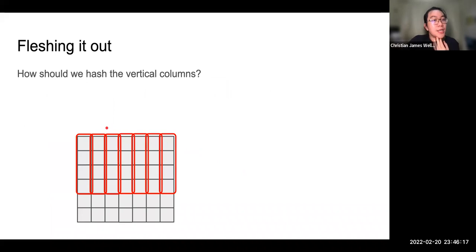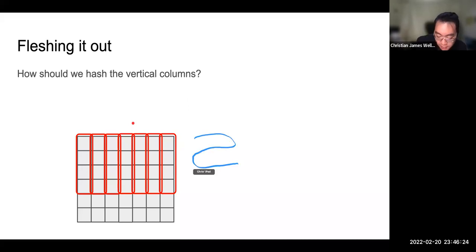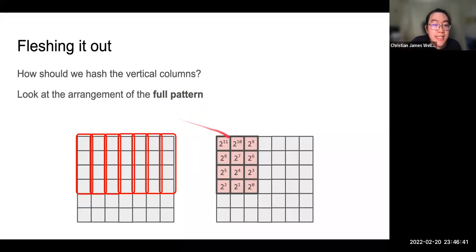So let's try to flesh it out. How should we hash the vertical columns? This is a detail I omitted. Remember, I always keep saying that we can imagine the binary number of the rectangular text as a snaking pattern. So how should this be considered? Let's say this is the pattern, arranged in this way because we follow this snaking pattern. So it's 2 power 11 down to 2 power 0.